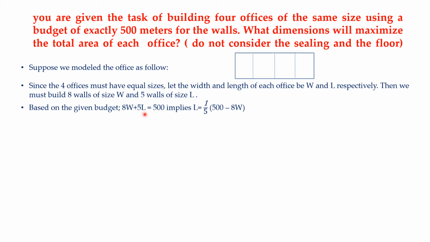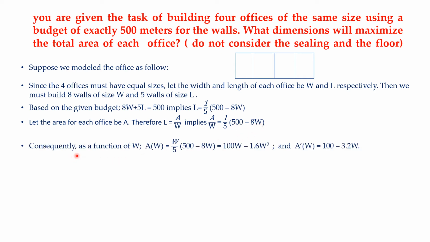If we solve for L, we get L equal to 1 over 5 multiplied by 500 minus 8W. Let the area for each office be A. Then we can represent L as A divided by W. This implies that A divided by W equals L, which is 1 over 5 multiplied by 500 minus 8W. Now we look at A and look for the values of W that will give us a maximum area.